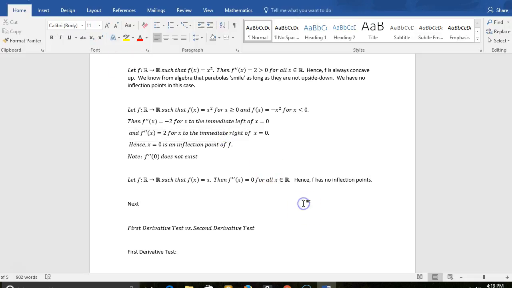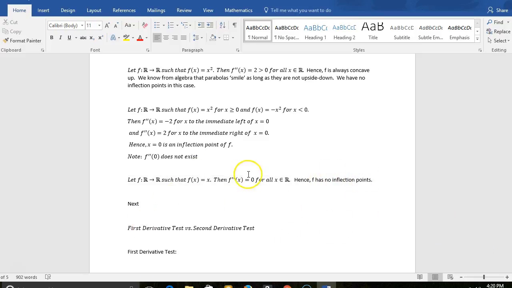But anyway, moving on. Let f be a function from the reals to the reals such that f of x equals x. Then f double prime of x equals 0 for all x in the reals. Now, you're tempted to say that every real number would be an inflection point. Every domain value would be an inflection point. That's not true. Nobody is. We have no inflection points. Hence, f has none. You're like, well, Jason, why not? Because remember, f double prime has to go from positive to negative, but that can't happen if f double prime is 0 everywhere. We have no inflection points.